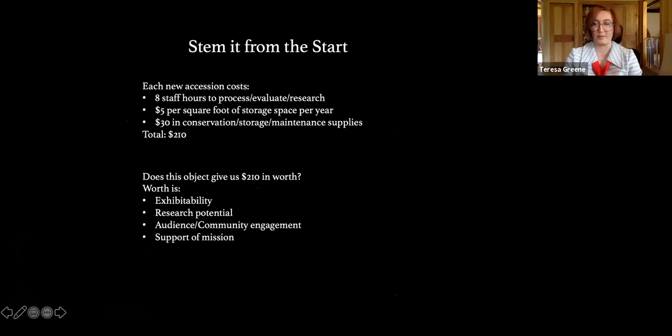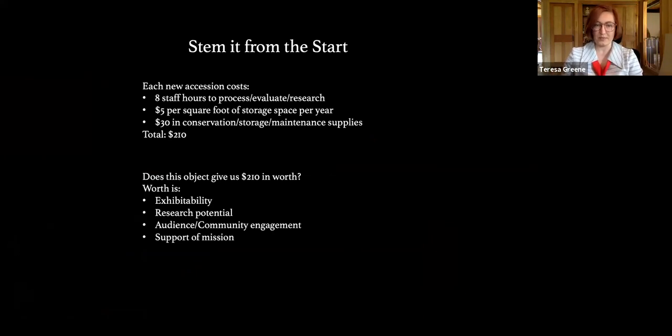And then this last one is to stem the accession process. And as museum people, this isn't a mentality that we want to have on ourselves when we're considering accessioning things, but it is helpful when you're dealing with people from a business or accounting background, is to put every accession into monetary terms.